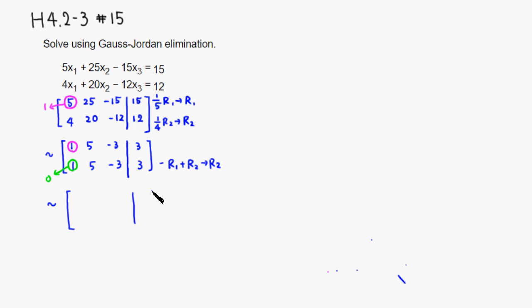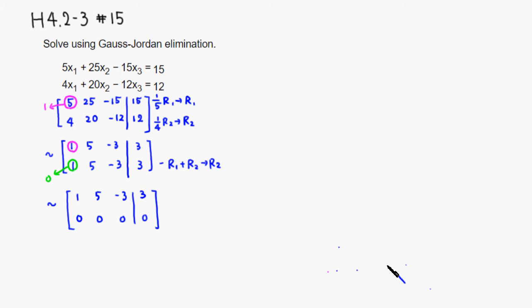Nothing has changed in row 1, so I'm just going to write those down. Then you multiply 1 by negative 1, add it to positive 1, that is 0. 5 times negative 1, negative 5, added to positive 5 is 0. Negative 3 times negative 1 is positive 3, added to negative 3 is 0. And 3 times negative 1 is negative 3, added to positive 3 is 0. So we got the 0 row, and I guess that's all we can do. So this is already reduced.